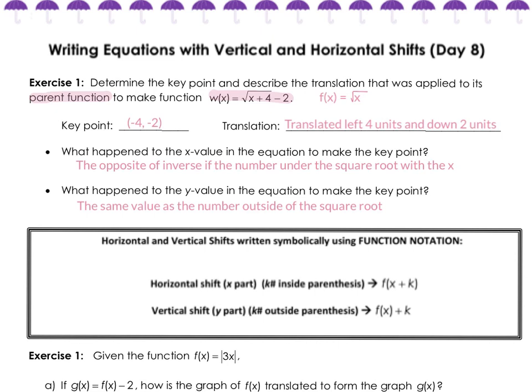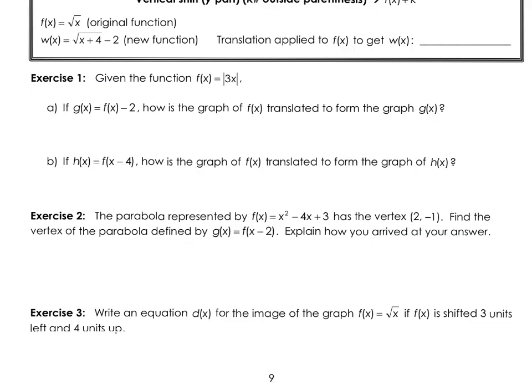So horizontal and vertical shifts written symbolically using function notation. When we have a horizontal shift, or the x part, the k number is inside the parentheses, so we have like an x plus k. It's happening with the x. A vertical shift, or the y part, the k number is outside of the parentheses, so it'd be like the function plus k. Okay, in exercise 1, given the function f of x equals absolute value of 3x.